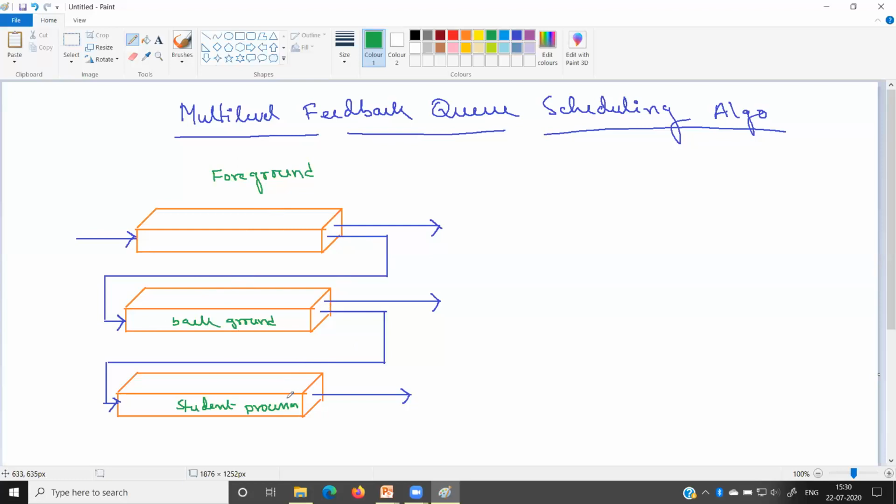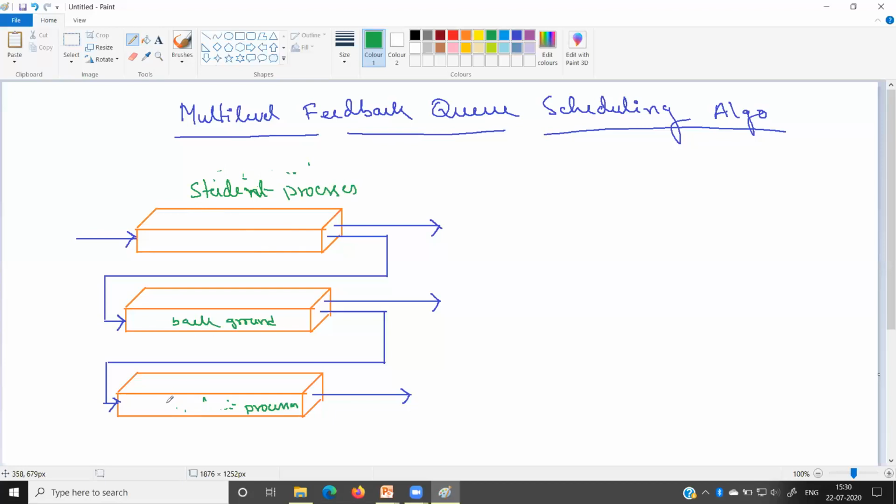Suppose I write it, it is better. As per our previous example, we will write that the last queue will be used to store the foreground process, this one is used to store the background process, and this is the student process. We will just change the order of the processes for ease of understanding. So let us say this is used to store the student process.